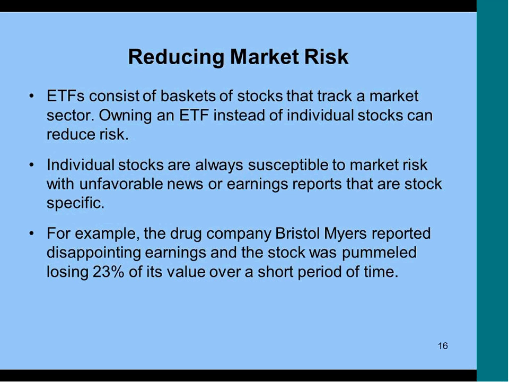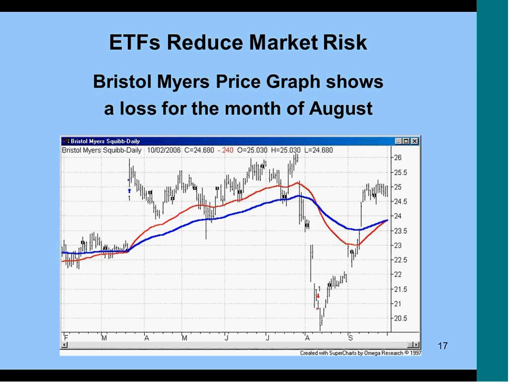So whenever you trade individual stocks, you're always susceptible to bad news or bad earnings reports that can drive the price of the stock down. And let's take a look at an example of a price chart of Bristol Myers, the drug company. Bristol Myers had a bad earnings report, and we can see in this time frame the price of Bristol Myers went down in August, and it showed a loss in August.